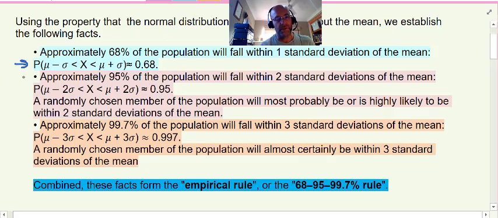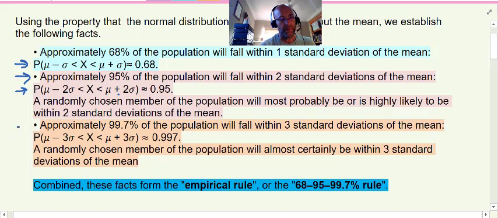Two standard deviations: approximately 95% of the population of the sample will fall within two standard deviations of the mean. Written the same way, except it's mu minus 2 sigma and mu plus 2 sigma. As a probability that's approximately 0.95. So we could say that a randomly chosen member of the population will highly likely be within two standard deviations, because that's 95% of the population, so that's highly likely if one is chosen at random, because x is a random variable, isn't it?